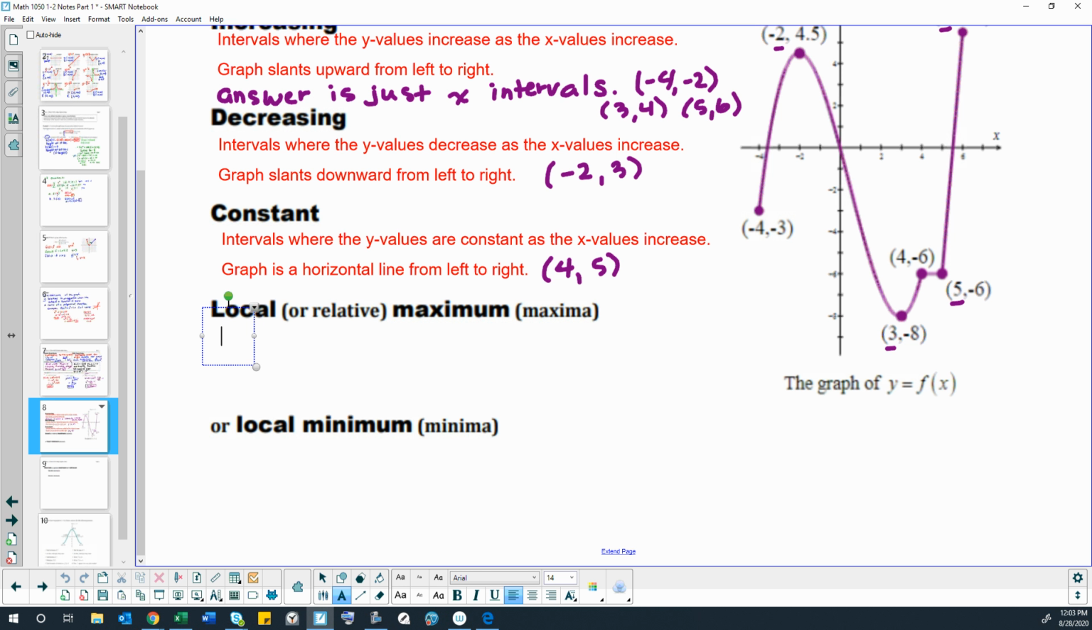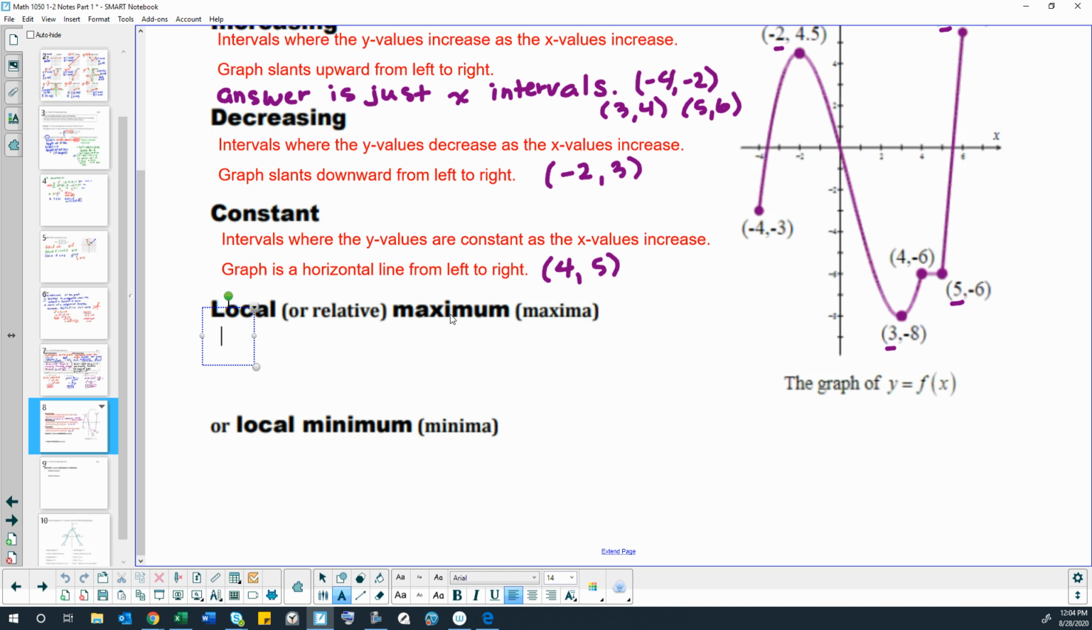Next, local or relative maximum or maxima. The reason I have words in parentheses is that some textbooks call these local maximum, and some of them call them relative maximum. And the reason I have maxima in parentheses is that's plural. Sometimes we have more than one local or relative maxima. So just some explanation in wording.